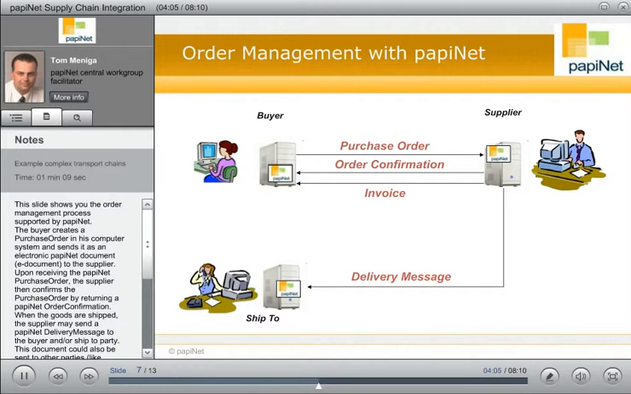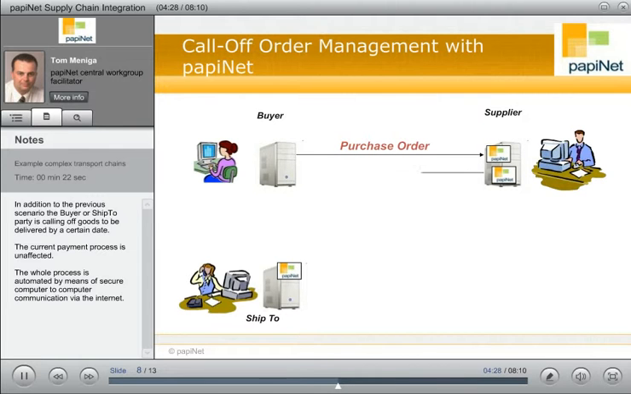Completion of the order management process in this scenario is achieved when the invoice is sent as an e-document to the buyer. The current payment process is unaffected. The whole process is automated by means of secure computer-to-computer communication via the internet.